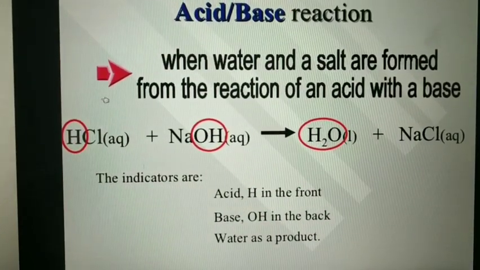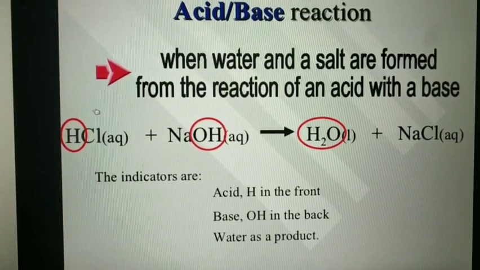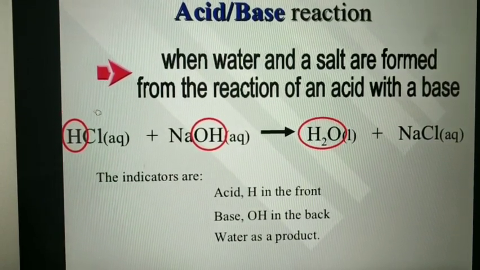So up to here only we will discuss today. Only the oxidation and reduction part is left. So that we will discuss in the next class.